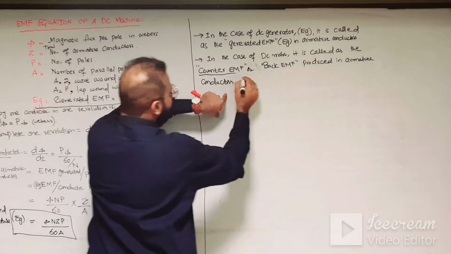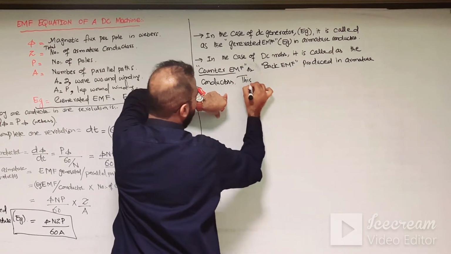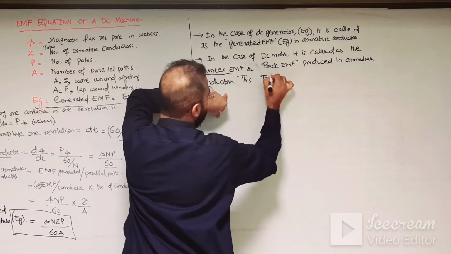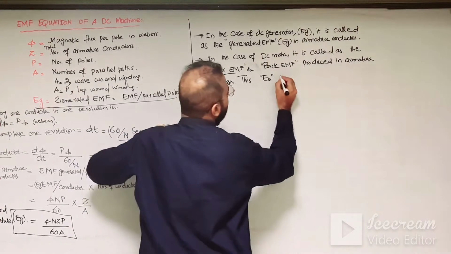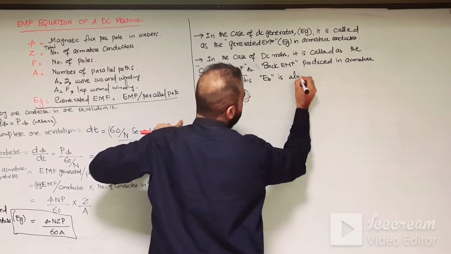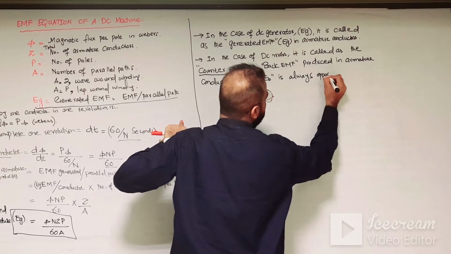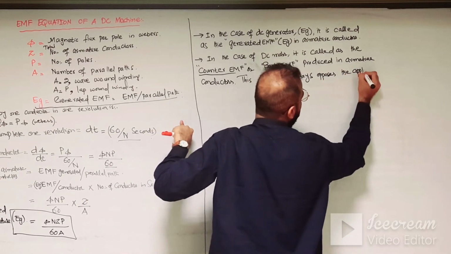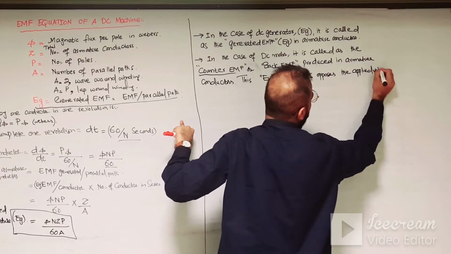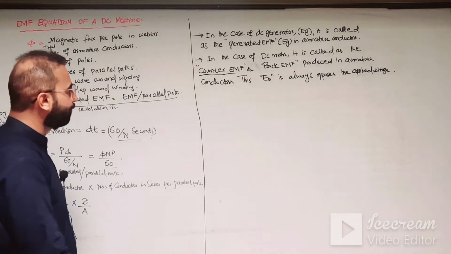So now in the case of this DC motor, this EB, which is the back EMF or the counter EMF, is always opposite the applied voltage to the DC motor.